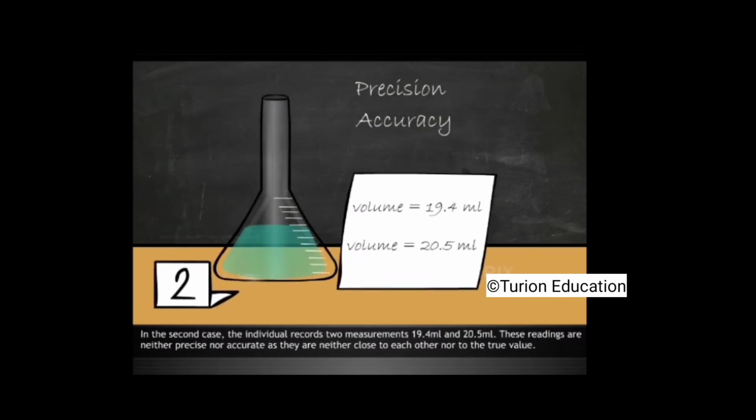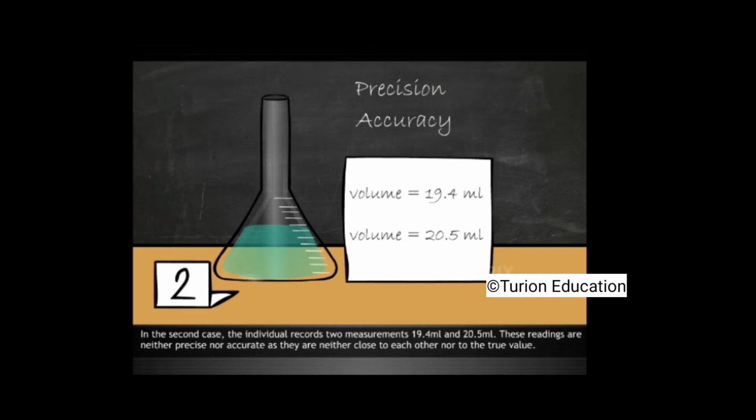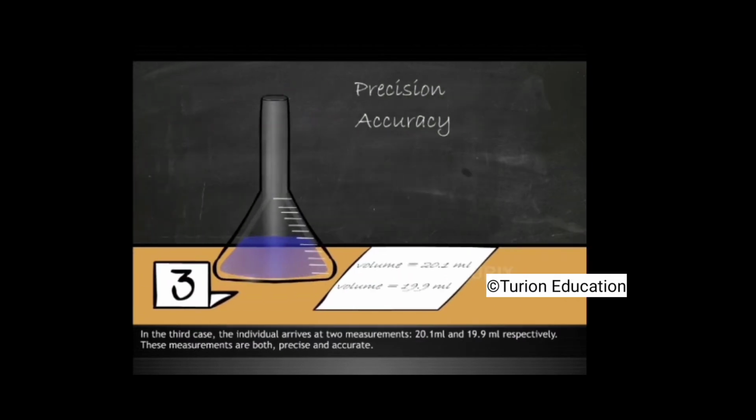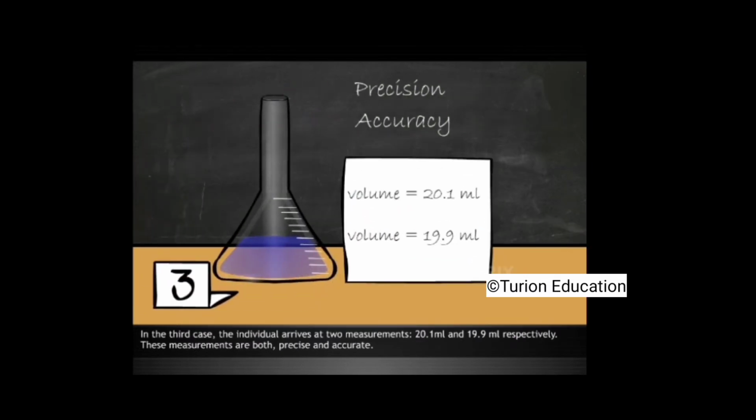In the second case, the individual records two measurements, 19.4 milliliters and 20.5 milliliters. These readings are neither precise nor accurate, as they are neither close to each other nor to the true value. In the third case, the individual arrives at two measurements, 20.1 milliliters and 19.9 milliliters respectively. These measurements are both precise and accurate.